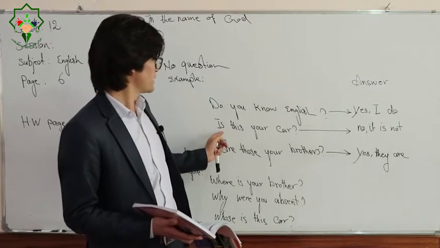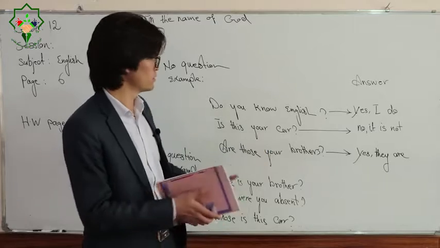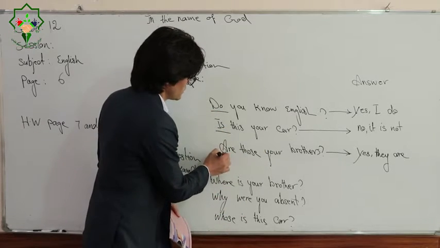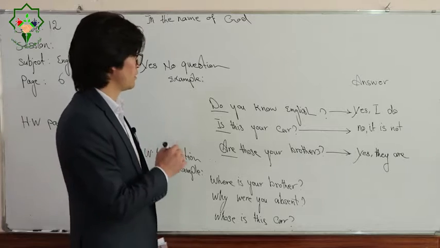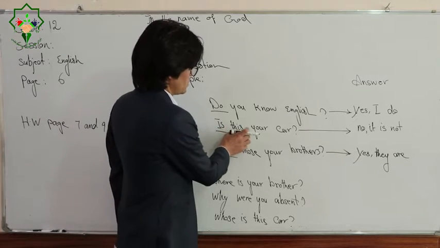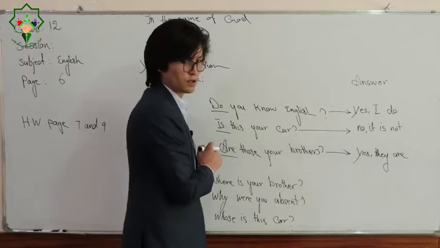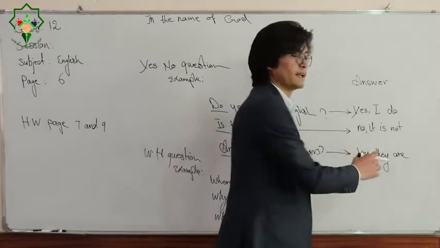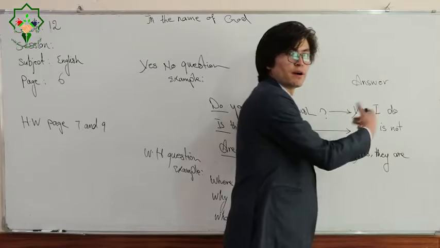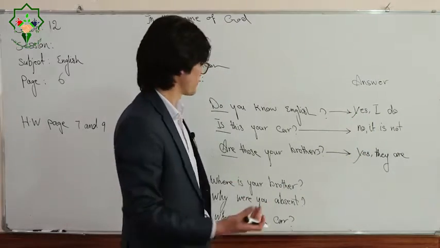The second one: Is this your car? Look here. Do, is, and are, all of them are what? Helping verbs. So, is this your car? No, it isn't. If it is negative, you can answer this way: No, it isn't.